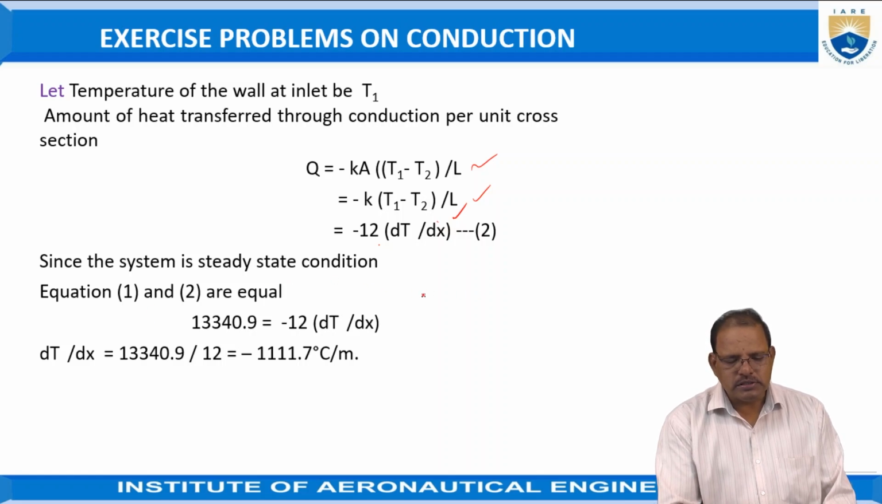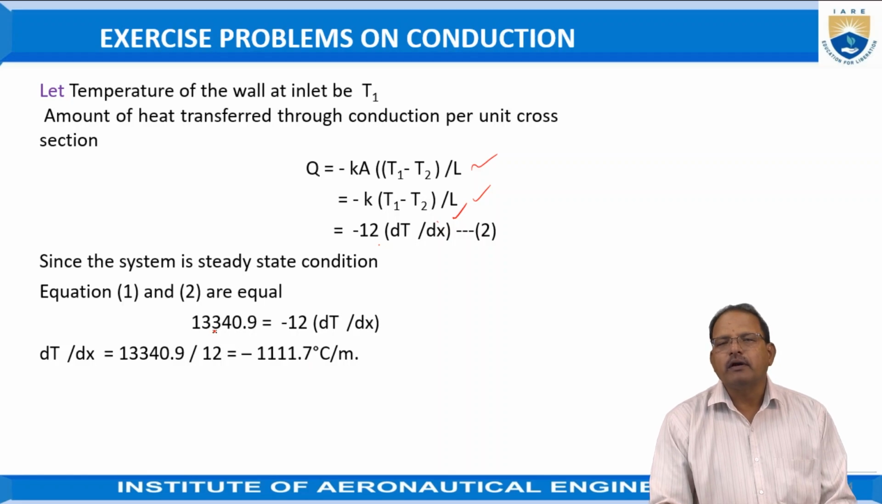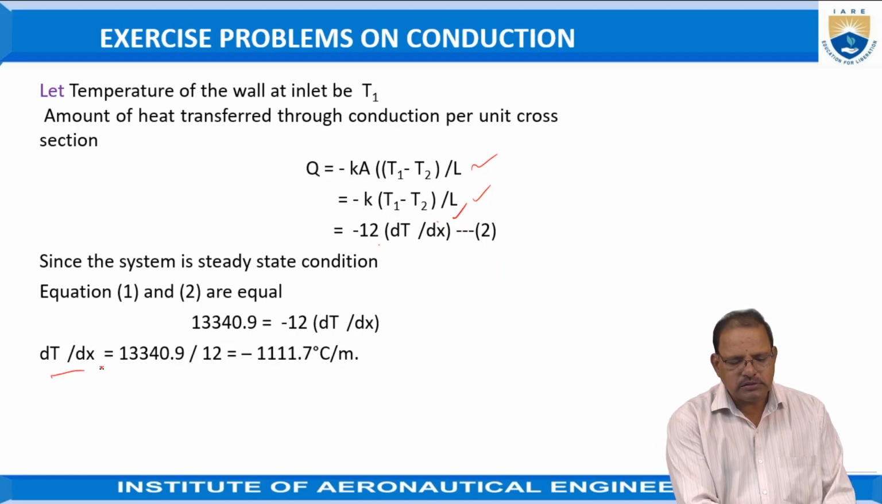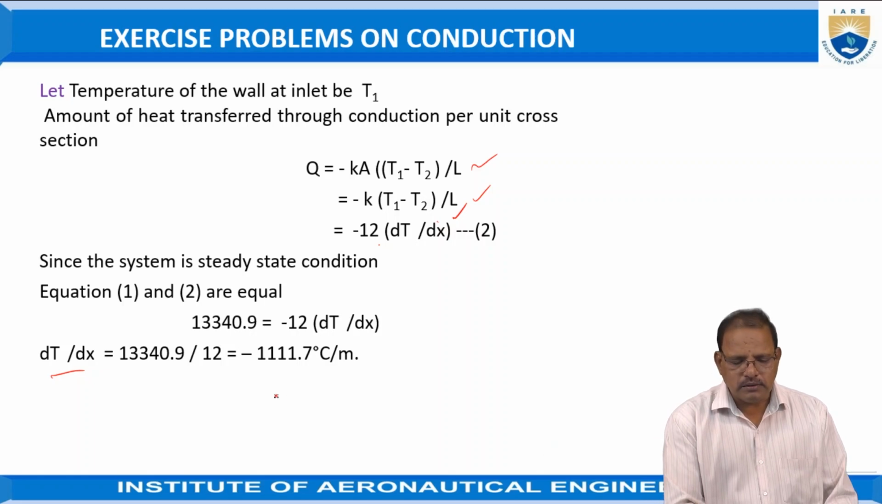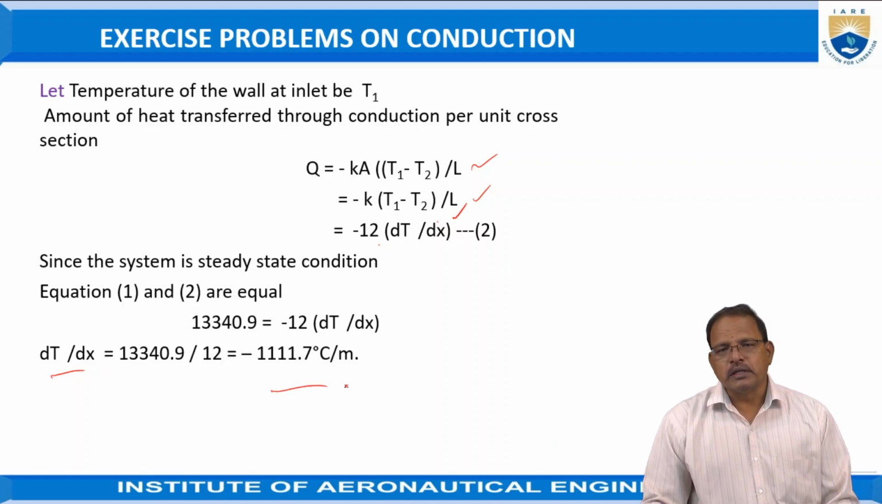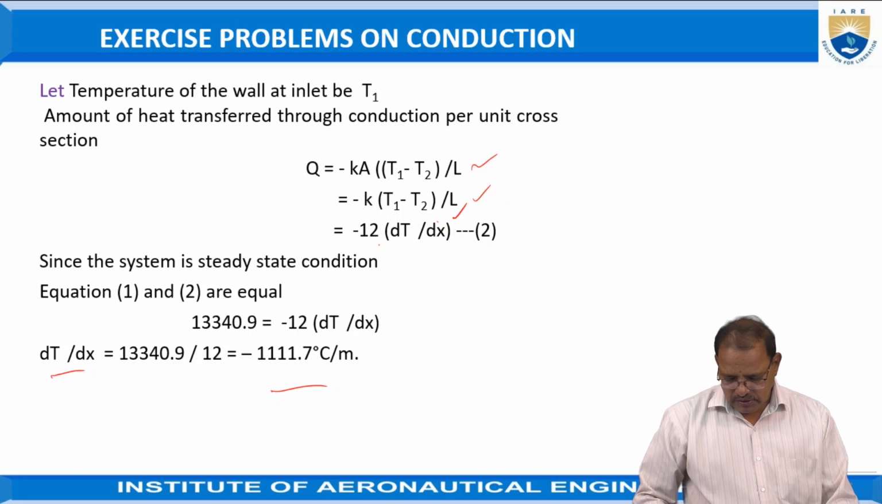Since the system is in steady state conditions now, the Q value is given already 13,340.9, which is equal to minus of 12 dT by dx. Okay, from this relationship we got dT by dx is equal to 13,340.9 divided by 12, which is equal to 1111.7 degree centigrade per meter. This is known as temperature gradient for the given solid.